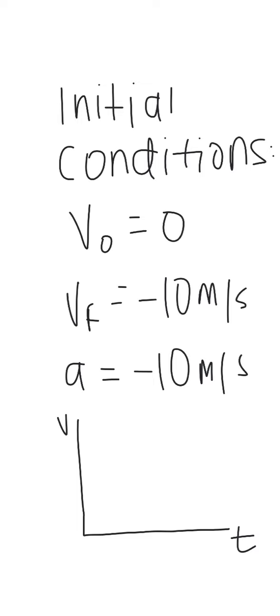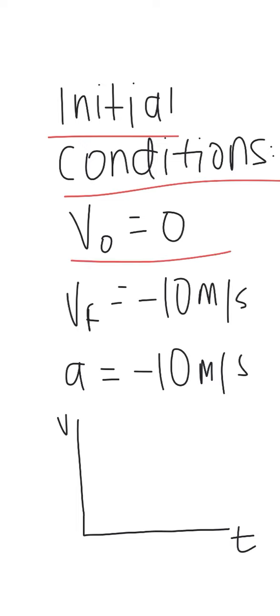So, looking at the initial conditions that I have written here, we can start drawing the graph that will correctly represent this. So first we have V0 starting at 0. So if V0 starts at 0, then we need our point to start there at 0.